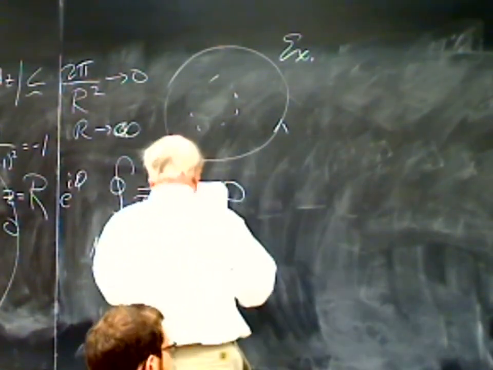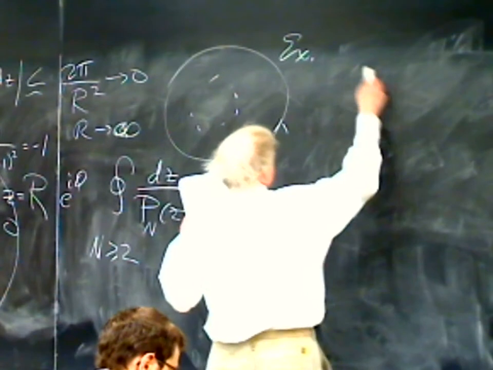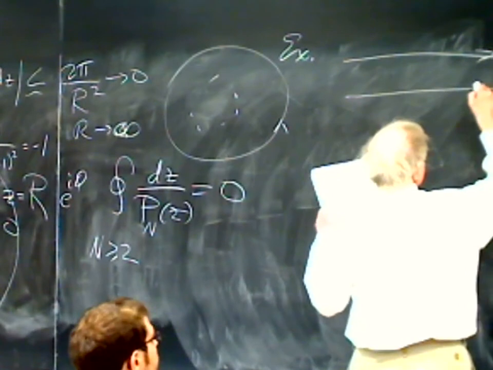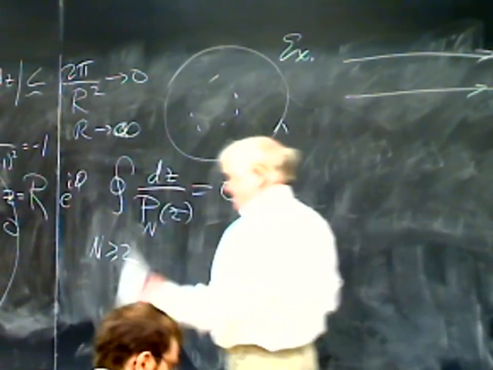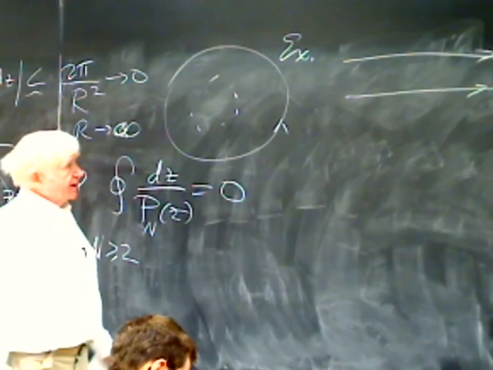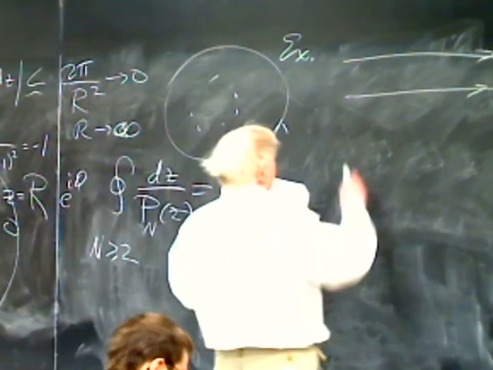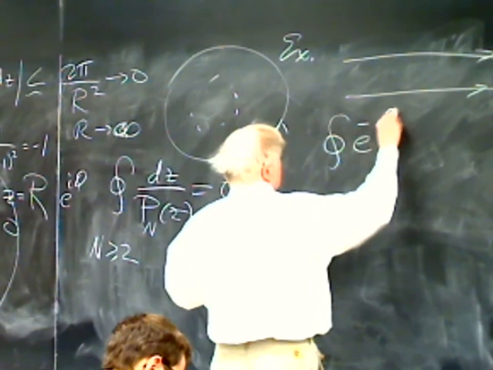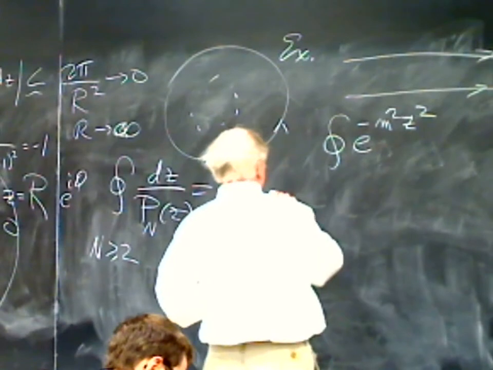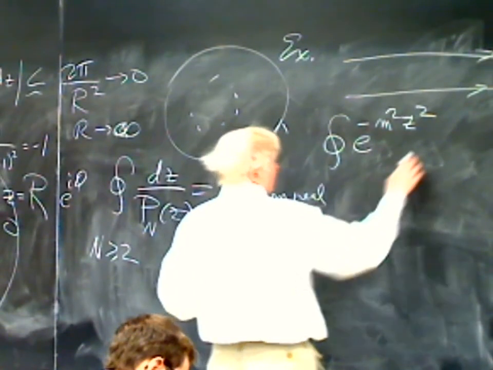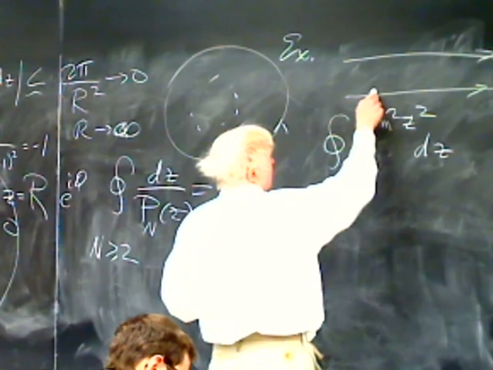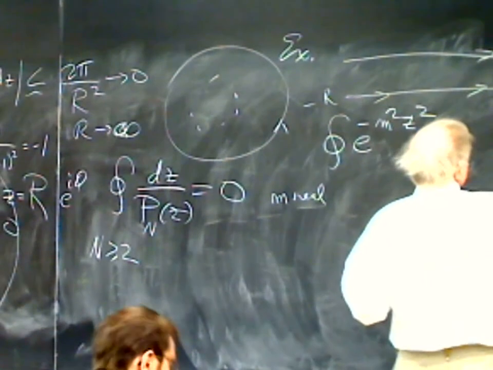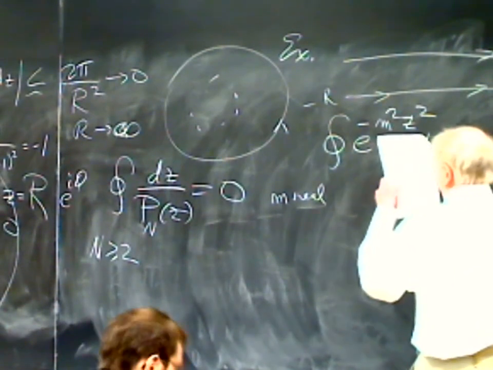So what I want to show is that the integral of a Gaussian along two parallel paths in the complex plane is the same. And so what we're going to do is the integral of e to the minus m squared z squared, where m is real, dz, and this contour is going to go from minus r to r to r plus, what do they call it?